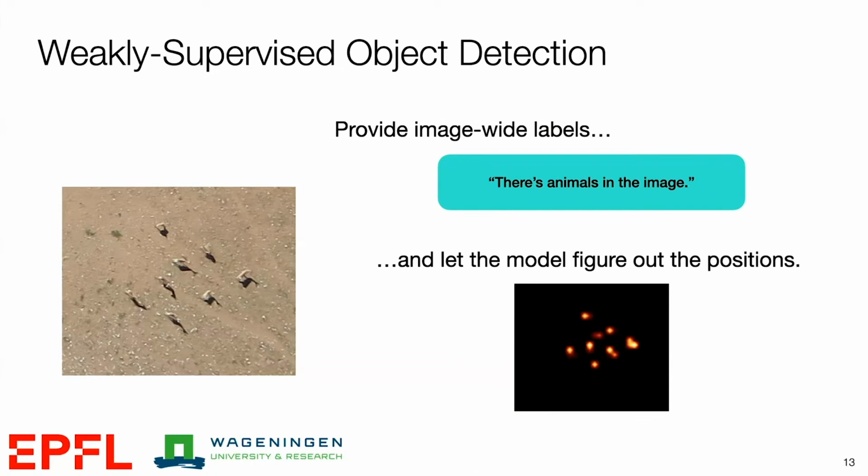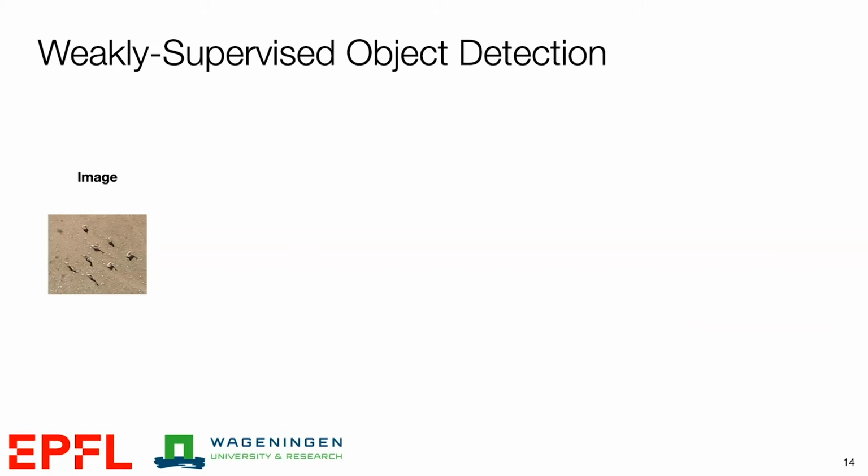And so what we're going to do is, as Michael said, we're going to use weakly supervised object detection. And the idea here is we're going to go to the extremes. We want to provide image-wide labels, so just whether there are animals in the image or not, without any spatial supervision, and we want the model to figure out where the animals are, like in the image below. And that's exactly what we tried. So let me tell you a bit more about that.